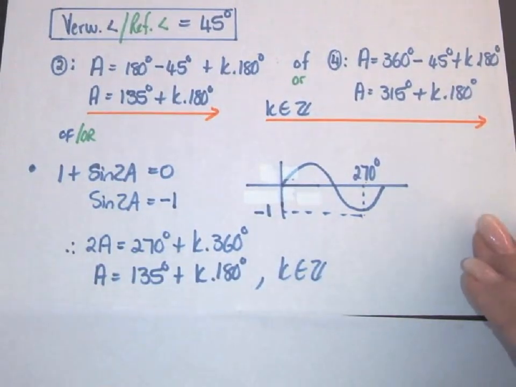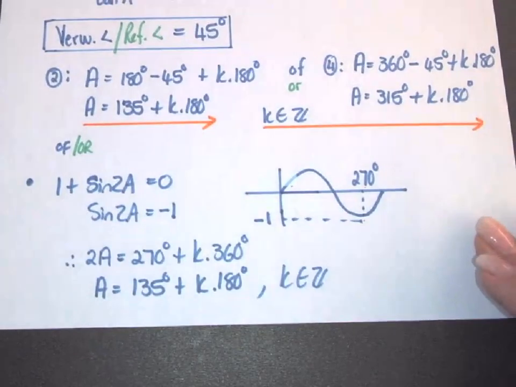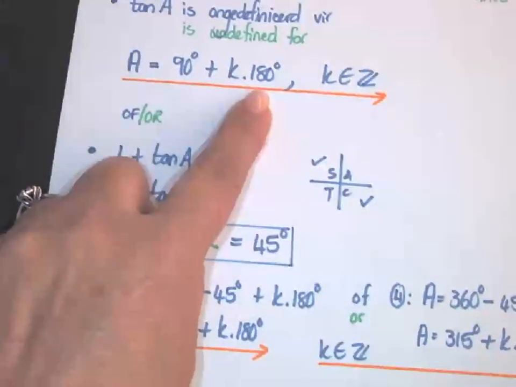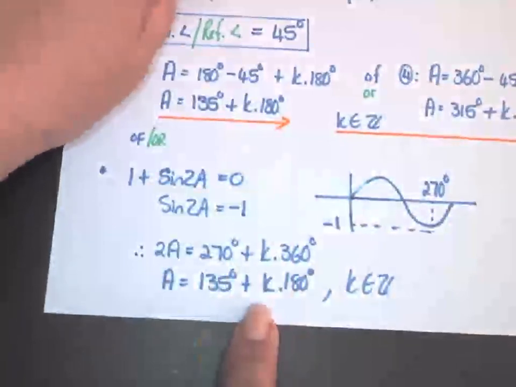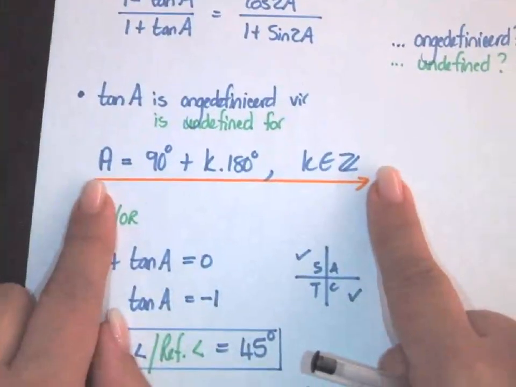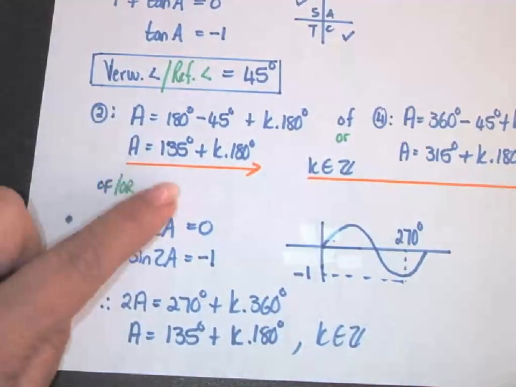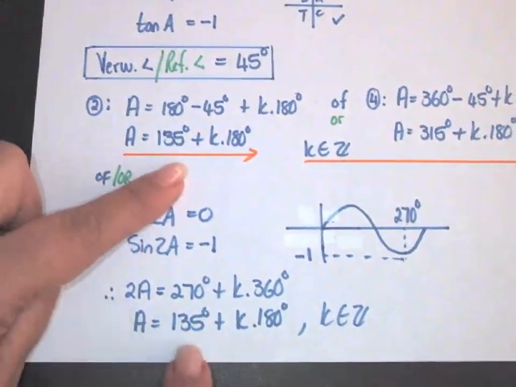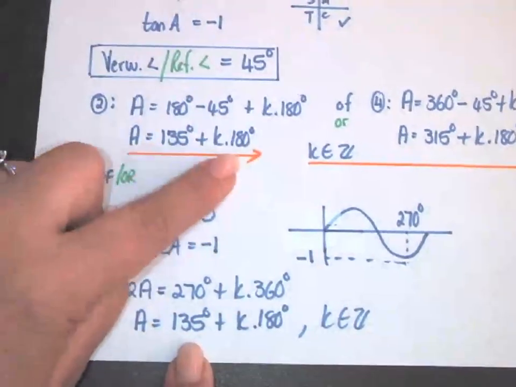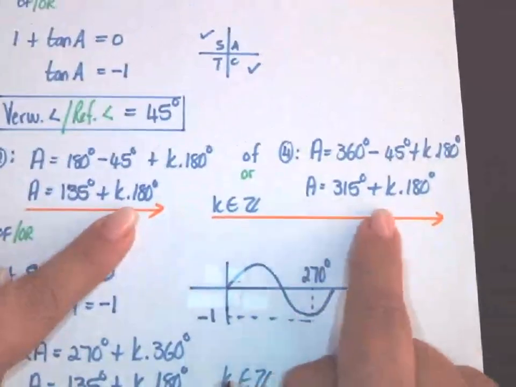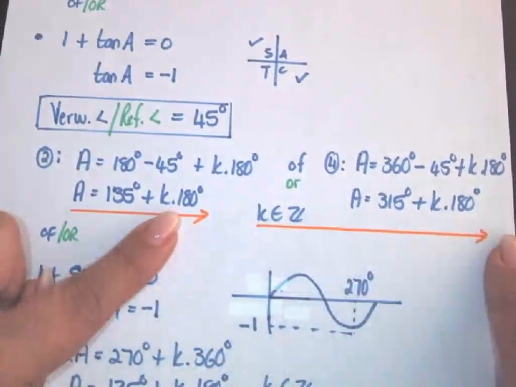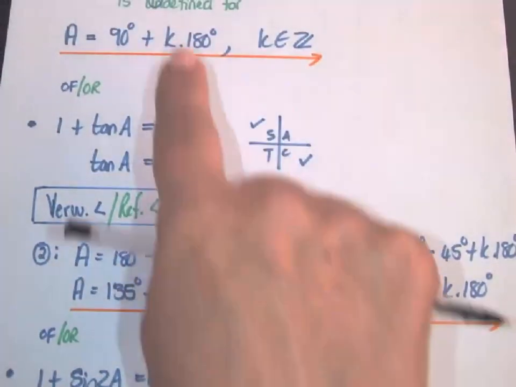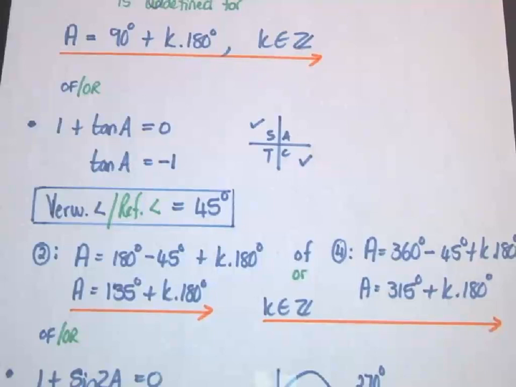Now you look at your four final answers. I've got a 90 plus k times 180. There's no one else like that, so that will definitely be a possibility. Or you look at 135, there's another one, so I choose only one. And there's a 315. There's nothing else like that, so that's also a possibility. So those three combined will give me undefined.